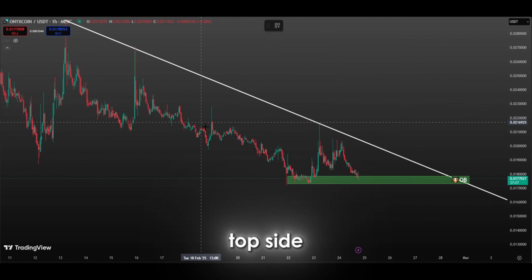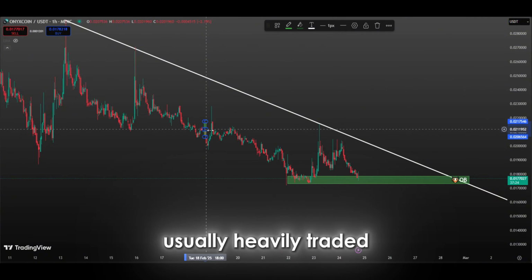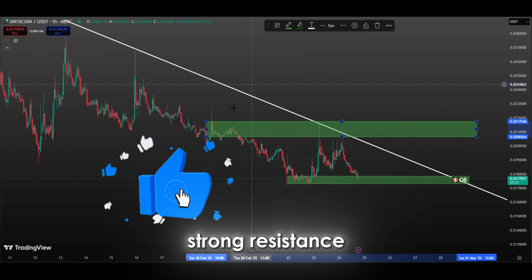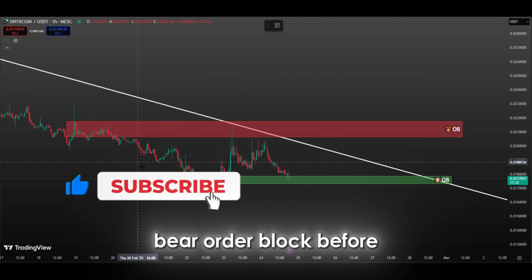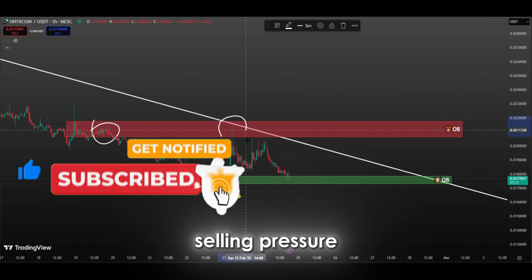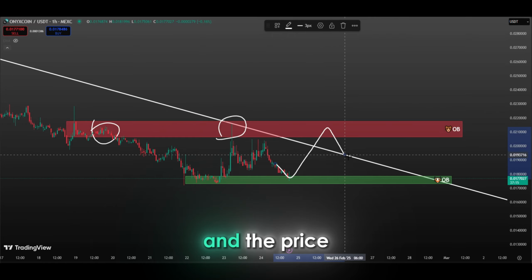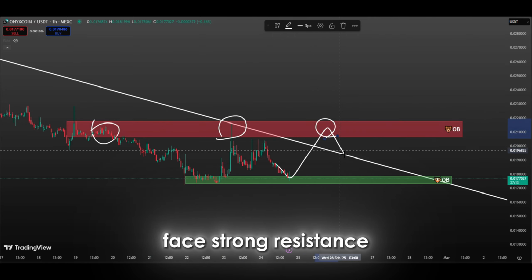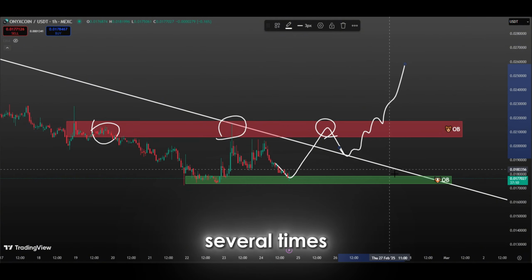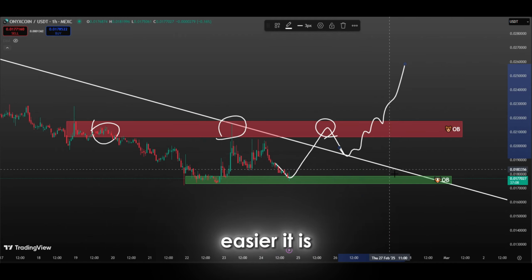And on the top side, there is a bearish order block to watch out for. Such areas are usually heavily traded by big sellers and where the price may encounter strong resistance. When the price has reached this bearish order block before, it has reacted downwards by facing selling pressure here. This shows that this area is guarded by sellers and the price is likely to face strong resistance when it approaches this level. And since it has touched it several times, it is getting weaker and weaker. And the weaker it is, the easier it is to break it.